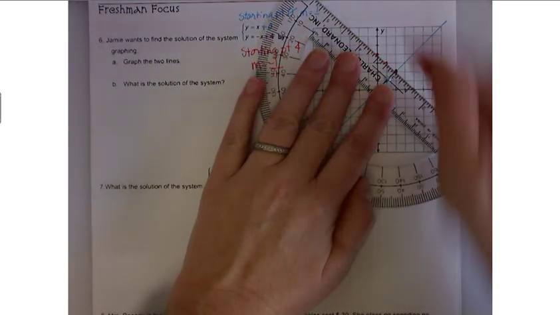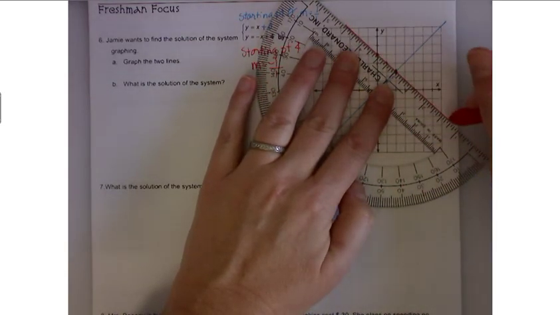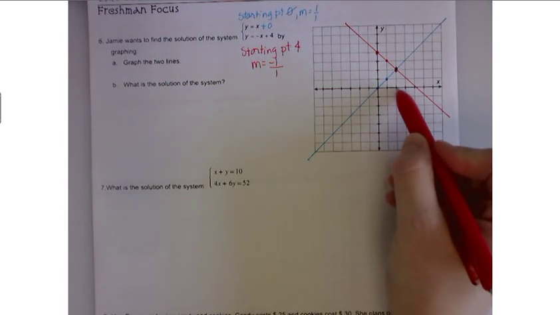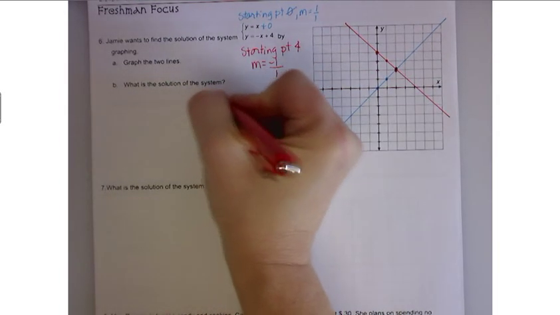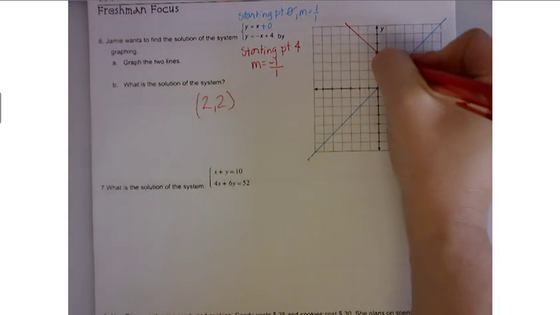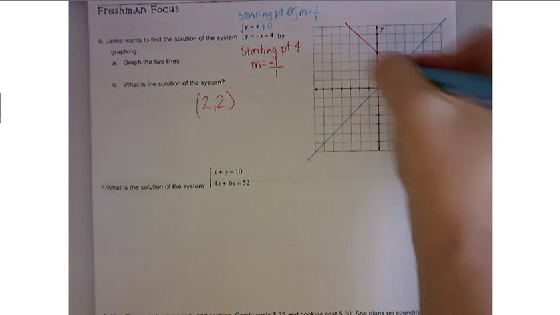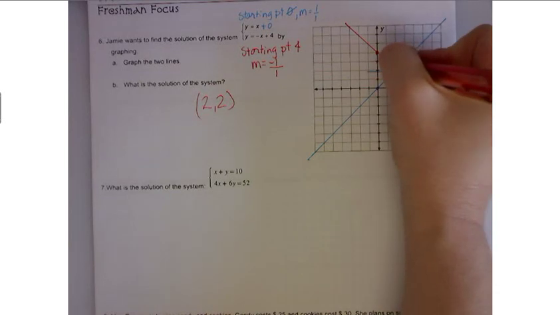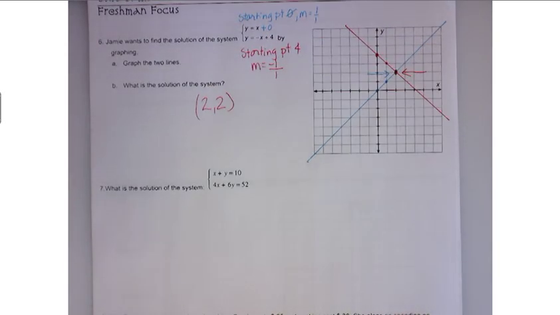But we see there's a point right there where the two cross, which is going to be 1, 2, 1, 2. So 2, 2. Right here, that's where those lines cross. That's the solution.